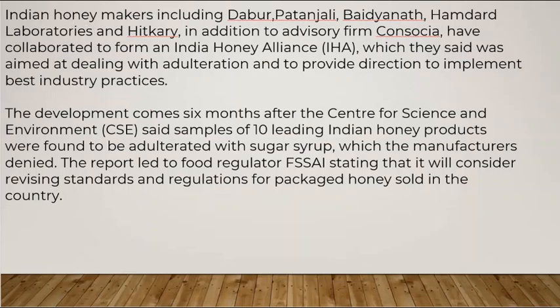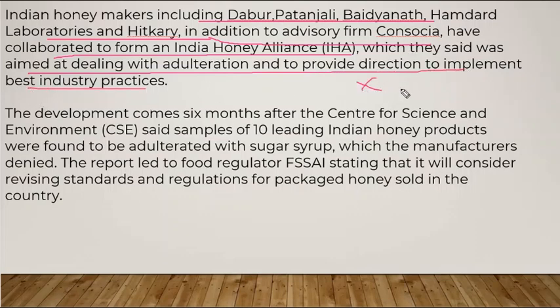Indian honey makers, including Dabur, Patanjali, Baidyanath Laboratories and Hitkari, in addition to advisory firm Consortia, have collaborated to form an Indian Honey Alliance, which they said was aimed at dealing with adulteration and to provide direction to implement the best industry practices. So it is not government. So it is private in nature. All the honey makers have formed an association called the Indian Honey Alliance with the advisory of Consortia. So the objective is to deal with adulteration. This is the main point.